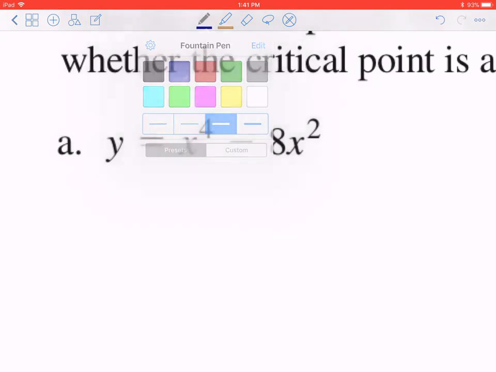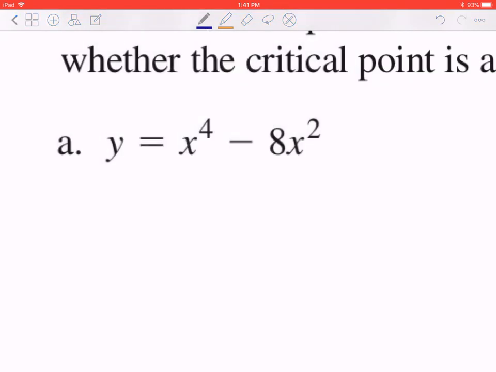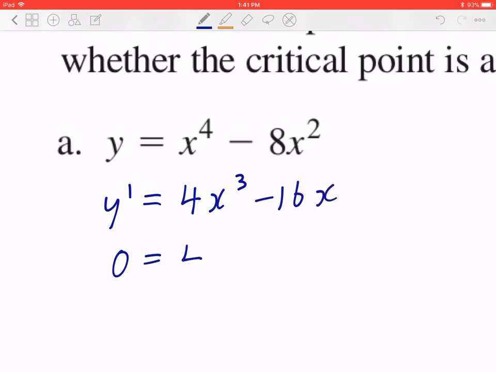Step 1. To find the critical point, you have to find the derivative and set it to 0. So in this case, y is going to be x to the 4 minus 8x squared. When you find y prime, this will give you 4x cubed minus 16 times x. To find x, you have to factor.